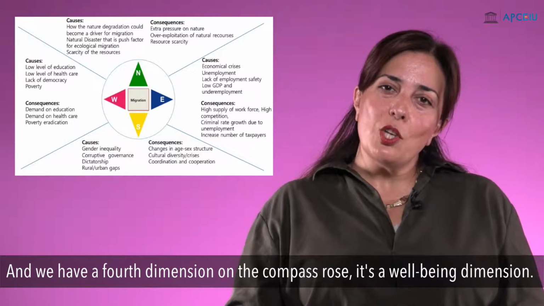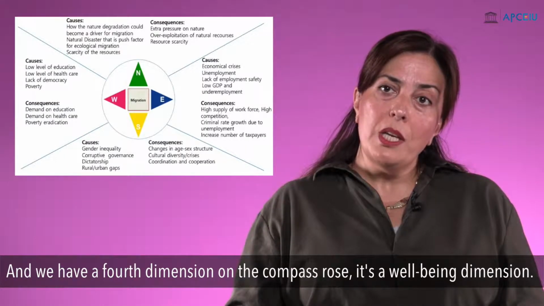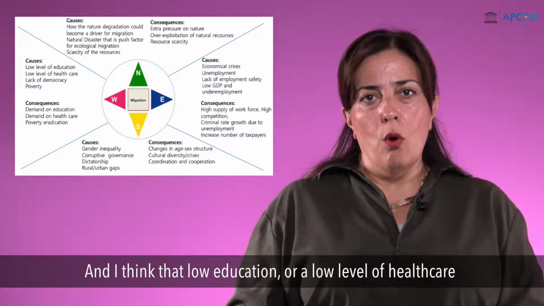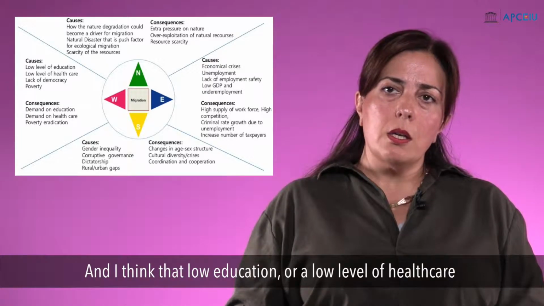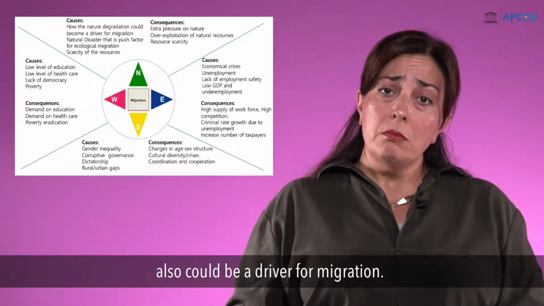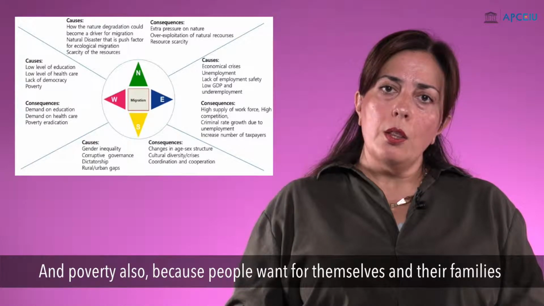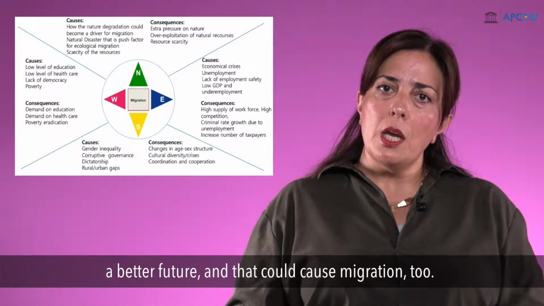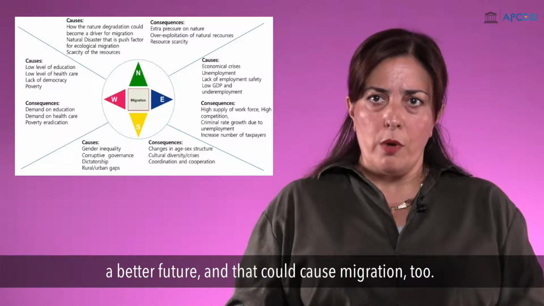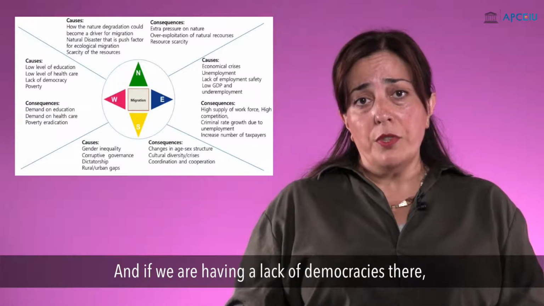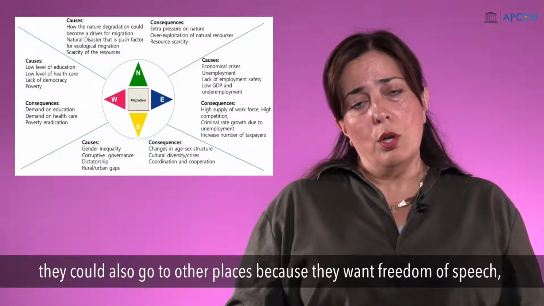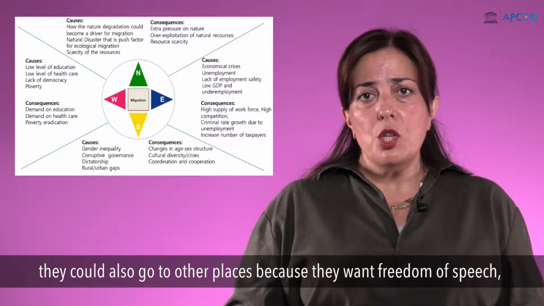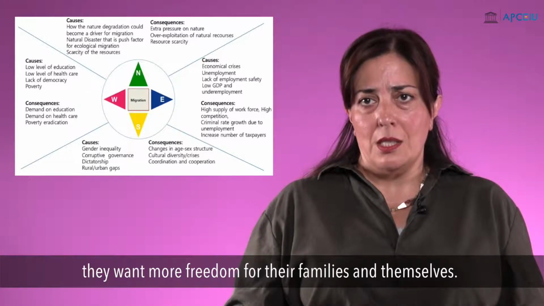And we have the fourth dimension on the compass rose. It's the well-being dimension. And I think that low education or a low level of healthcare could also be a driver for migration, and poverty also, because people want a better future for themselves and their family, and that could cause migration too. And if there is a lack of democracy there, they could also go to other places, because they want freedom of speech, they want more freedom for their family and themselves.